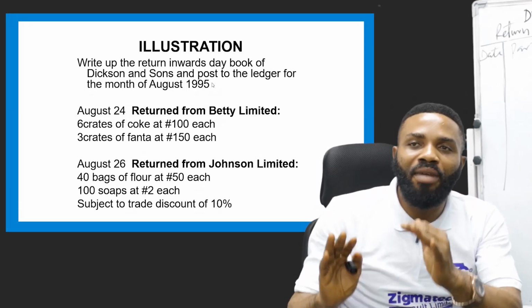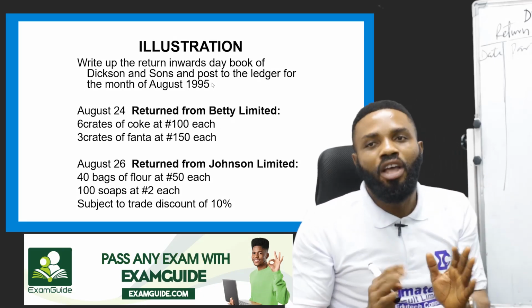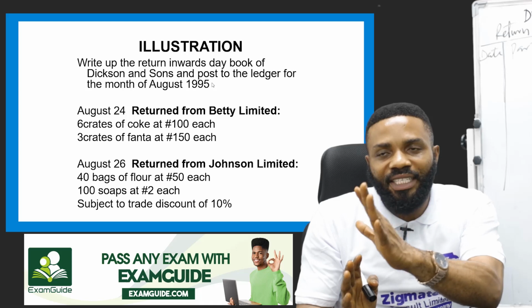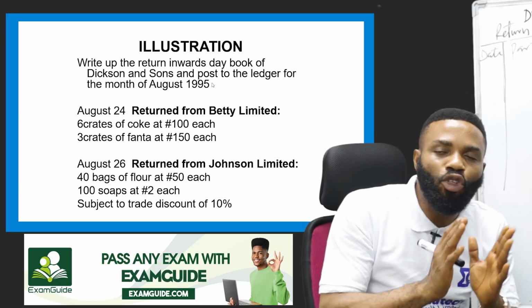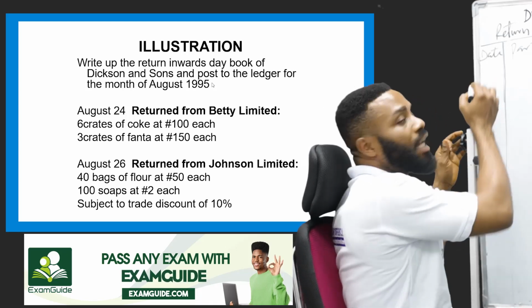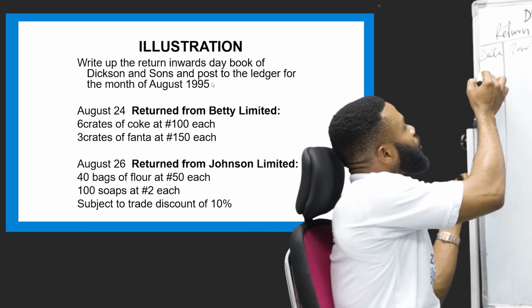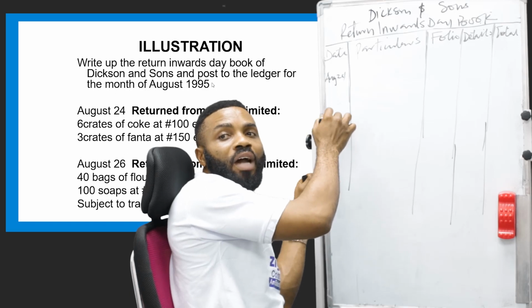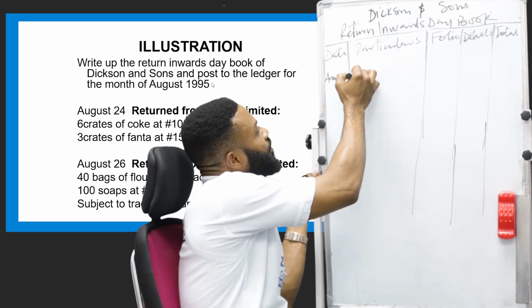They have different departments that take care of different items. So the department that is in charge of drinks, Betty came and bought 6 crates of Coke. Let's write. That's August 24th. So you write August 24th. Who? You write Betty Limited.